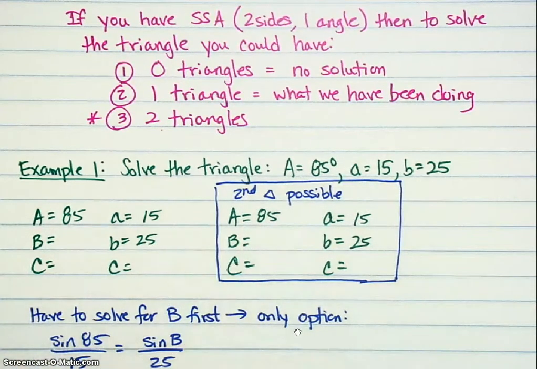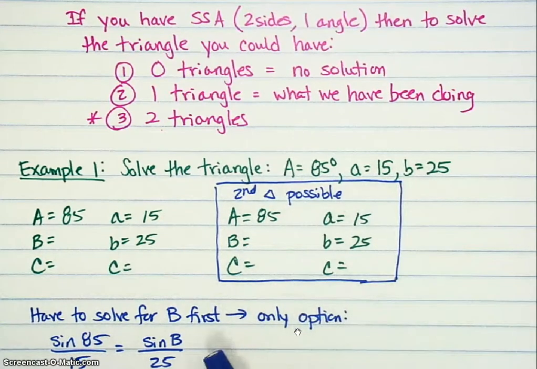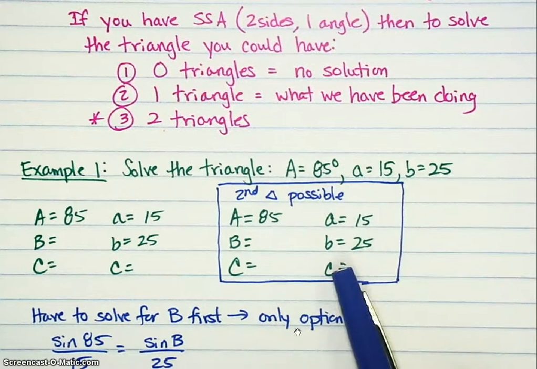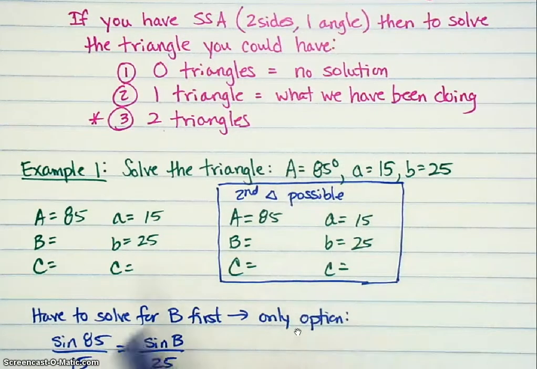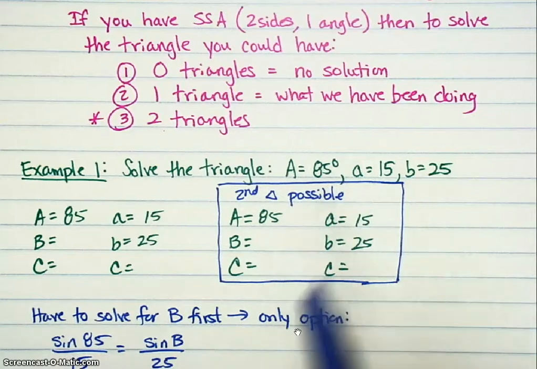So solve the triangle. Capital A is 85, lowercase a is 15, lowercase b is 25. When I look at this problem, I know that I have two sides and an angle. But I have a capital A and a lowercase a. So since I have letters in common, that's law of sines, and since it's two sides and one angle, that means I'm going to have to check for a second possible triangle.